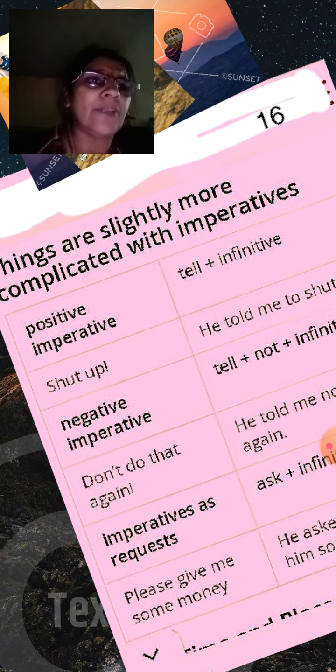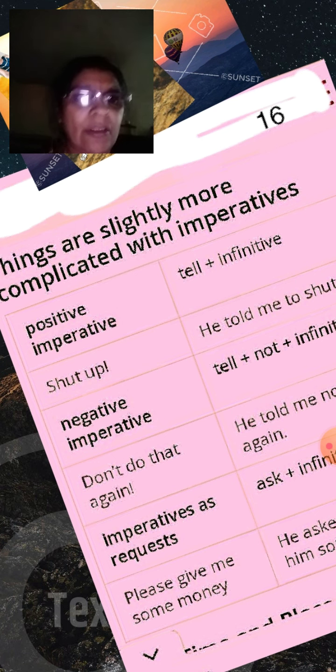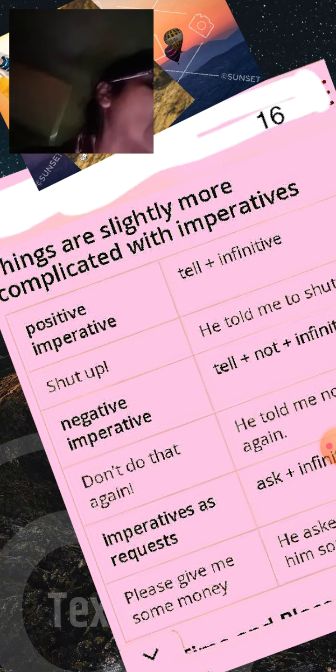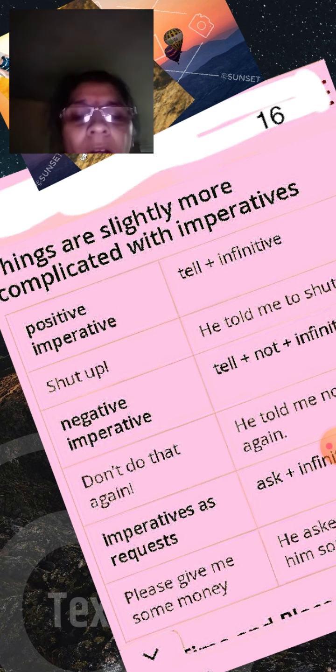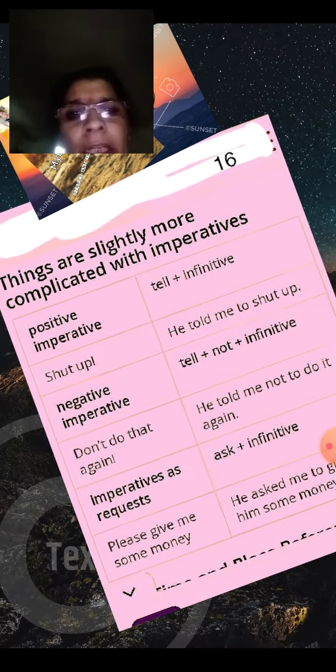Today I will explain to you about direct and indirect speech, which is very important for every student. Now I will discuss them.